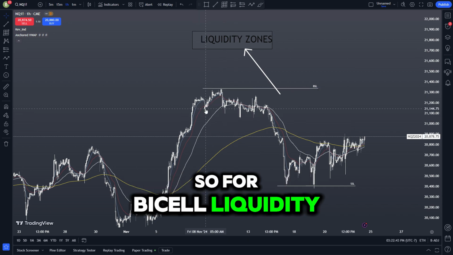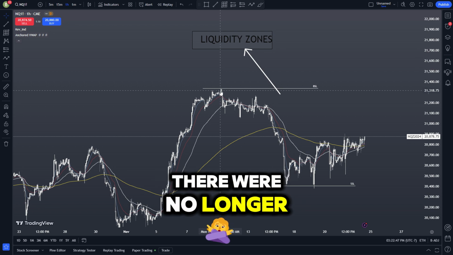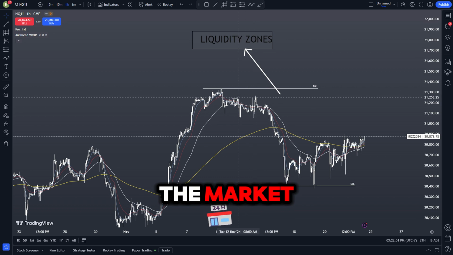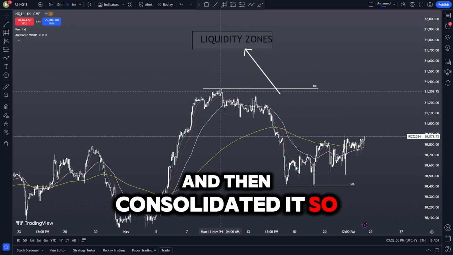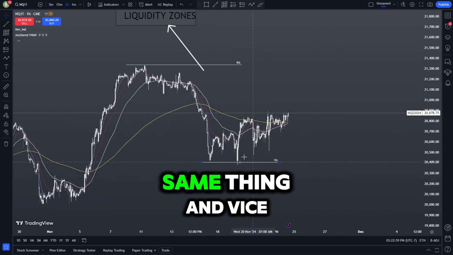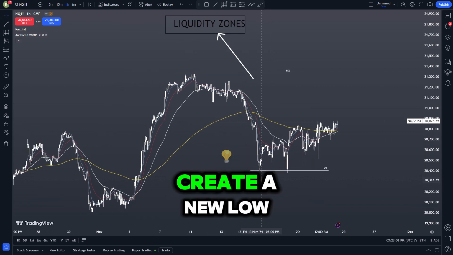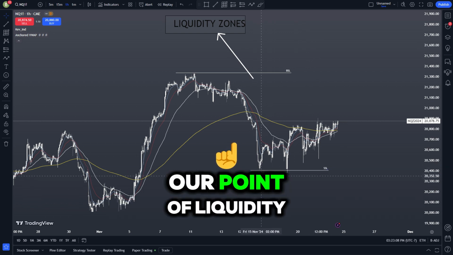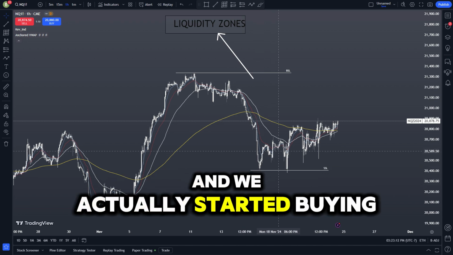So for buy side liquidity, it means that once we created a high, there were no longer any buyers and pure sellers took over the market, dumped the market, and then consolidated it. So we have this buy side liquidity up here, or a high. The same thing applies vice versa for sell side liquidity. We sweep a low, we create a new low, and that low becomes our sell side liquidity, our point of liquidity where we no longer kept selling off and actually started buying.